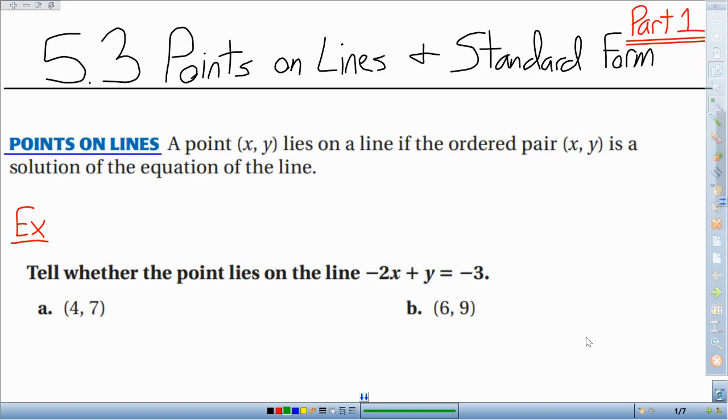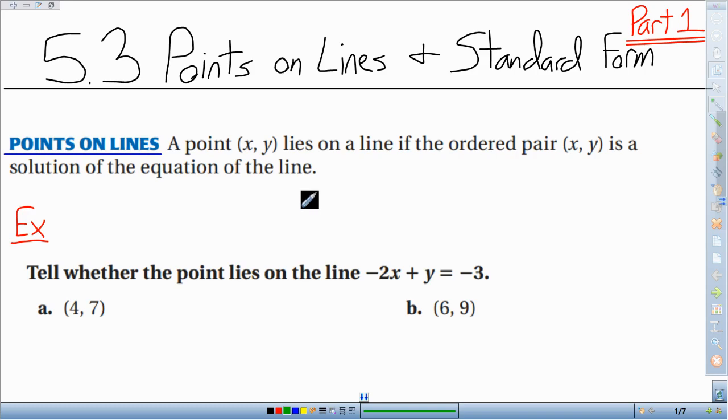Okay, so points on line. This is fairly straightforward. We've been dealing with putting points on graphs for a few days now. It says a point x comma y lies on a line if the ordered pair x comma y is a solution of the equation of the line. Okay, so basically that's going to be the question today.